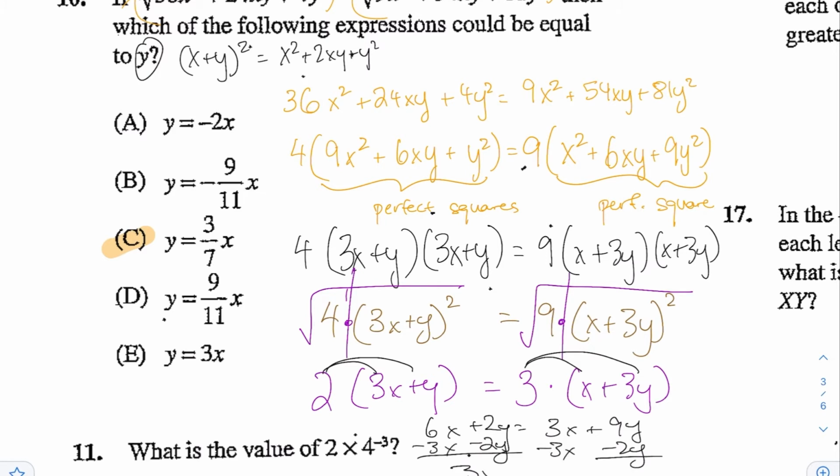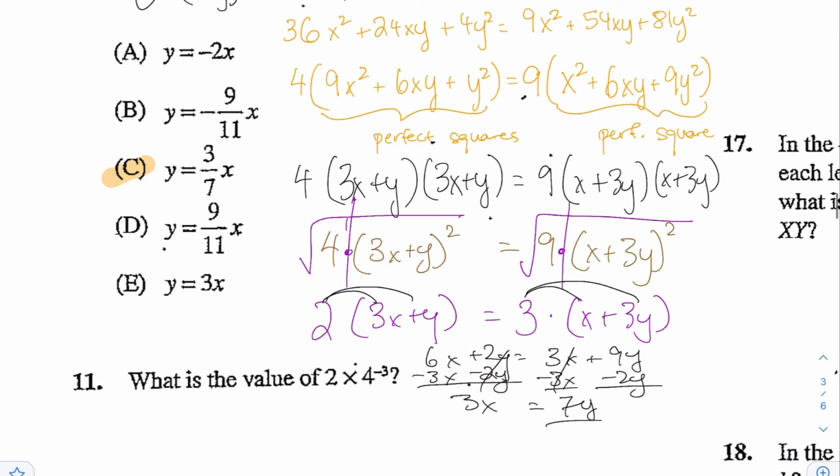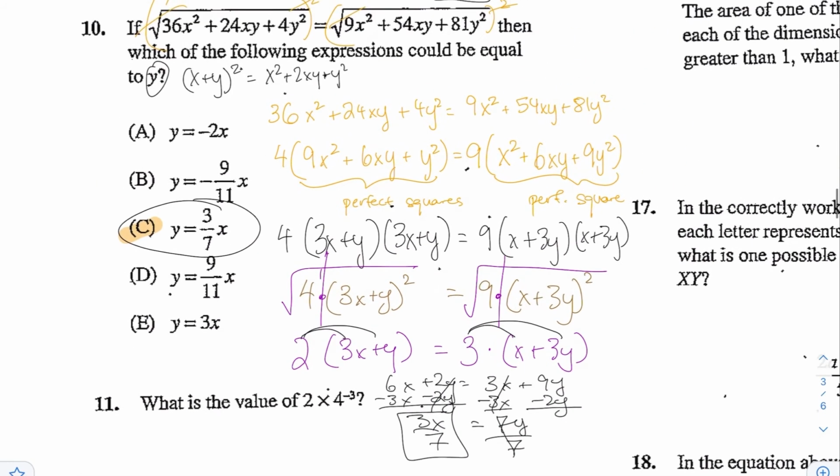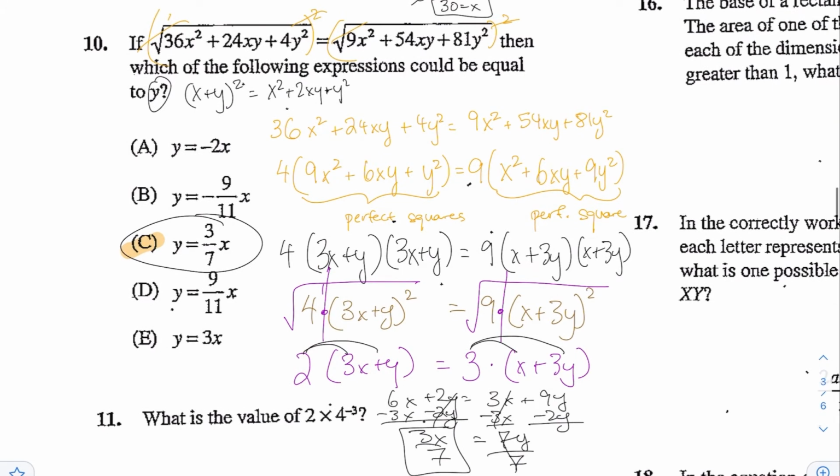And you get that 3x is equal to 7y, and the last step is to divide by 7, and you get that y is equal to 3x over 7, or 3/7 of x. That's choice C. So the key here was to utilize this factoring pattern and recognize that you do have perfect squares, kind of like symmetric perfect squares.